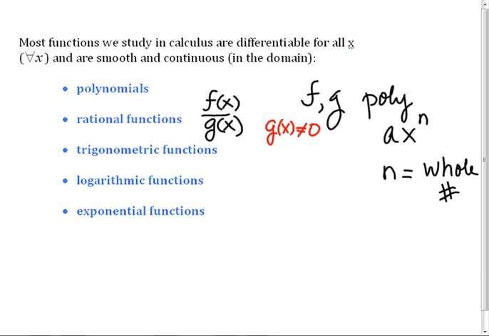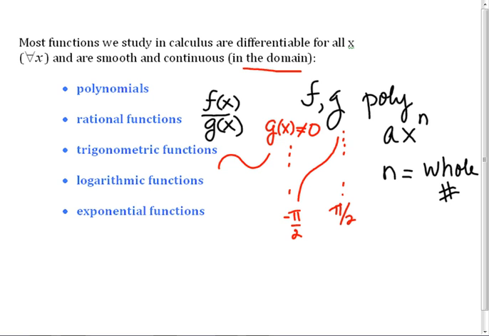Domain is huge. The trig functions are differentiable everywhere as long as you're in the domain. Well, sine is easy. Cosine looks the same, so I'm not even going to draw it. But tangent has problems where it's not differentiable. And where, do you remember where those are? Pi over 2 and negative pi over 2. So that's the only problem with the trig functions. Notice it says in the domain. We've done this before. This is actually a review.